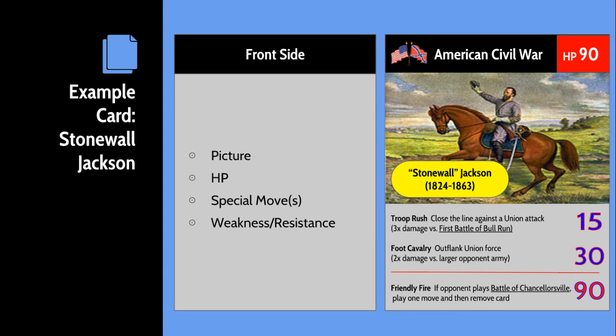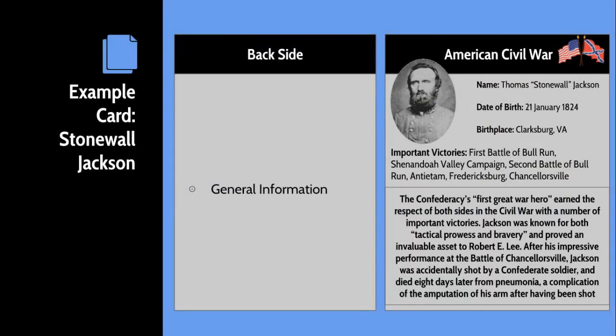So these are all things that you need to make sure you include on the front side of your trading cards. On the back side of your trading cards is where you give your general information. So you can see that Jackson's name, his date of birth, and his place of birth are given, as well as important victories that he had, and just a short biographical summary. I won't go through and read everything, but you can see that there are quotations used from my sources, and there is just an overview of why Jackson was so important. This would all be taken from my information sheet and just put right there into my trading cards.